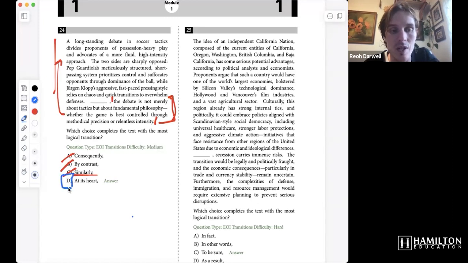It is a summary. So at its heart is the least SAT sounding of these transitions, but that doesn't mean it's the weakest transition, right? It is the one which clarifies the relationship, the logical relationship, and that's always going to be the correct answer, whichever one is most logical.